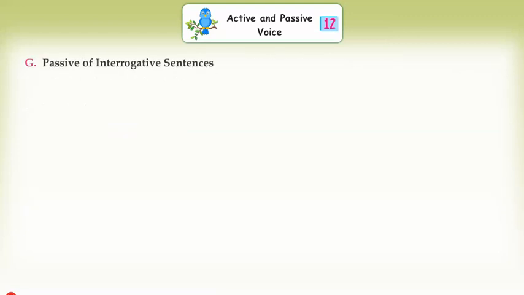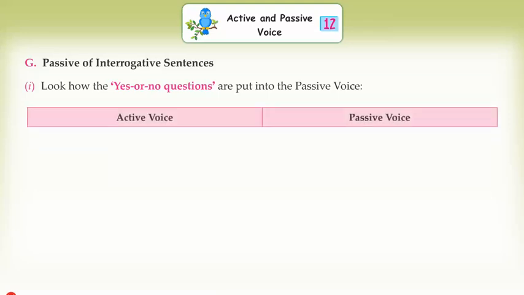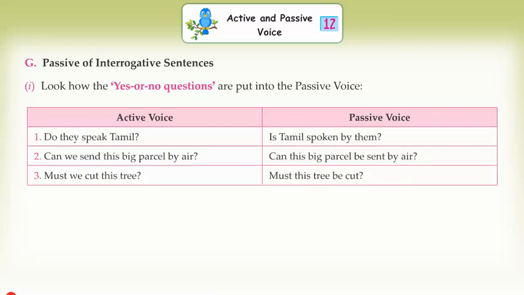G. Passive of interrogative sentences. 1. Look how the yes or no questions are put into the passive voice. Active voice, passive voice. 1. Do they speak Tamil? Is Tamil spoken by them? 2. Can we send this big parcel by air? Can this big parcel be sent by air?